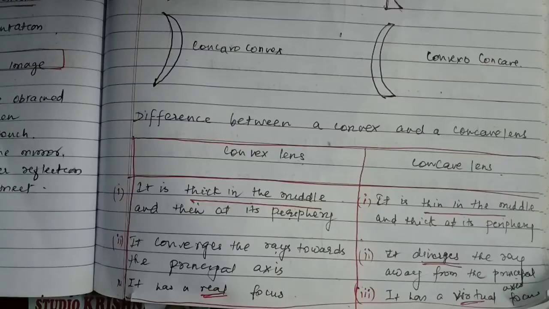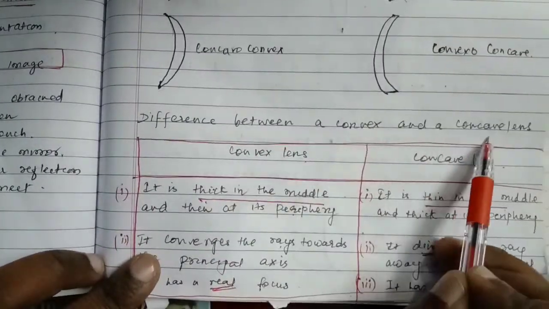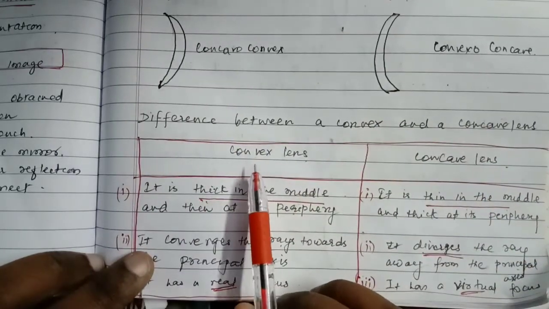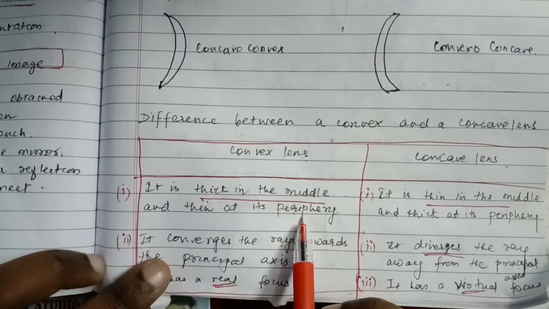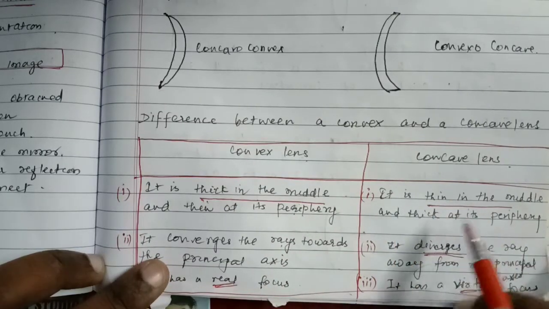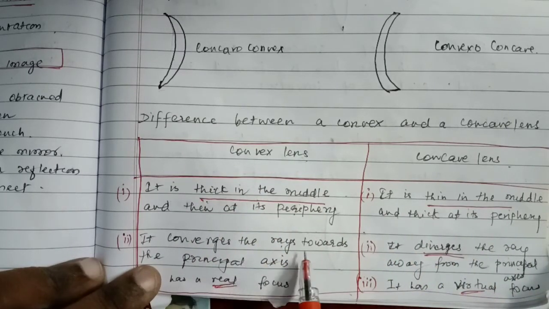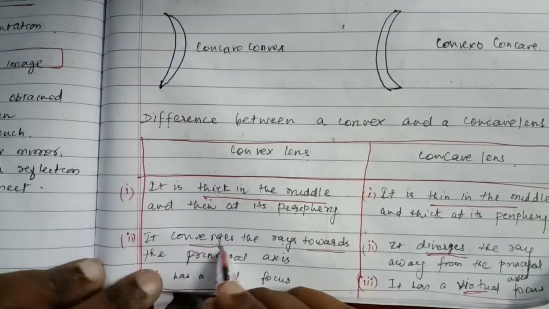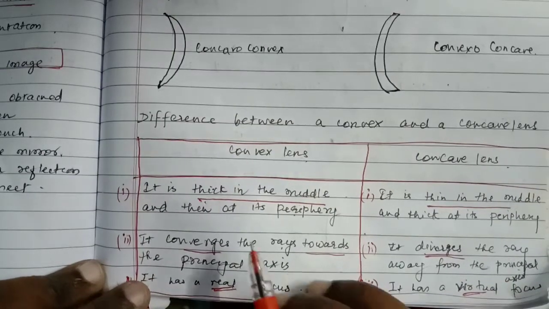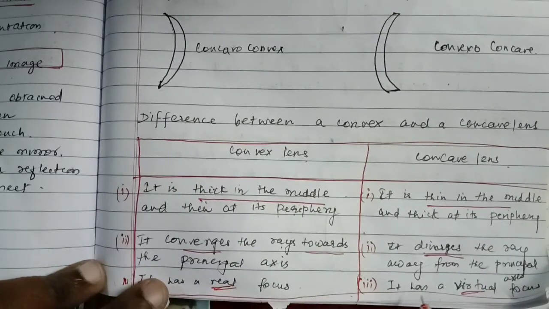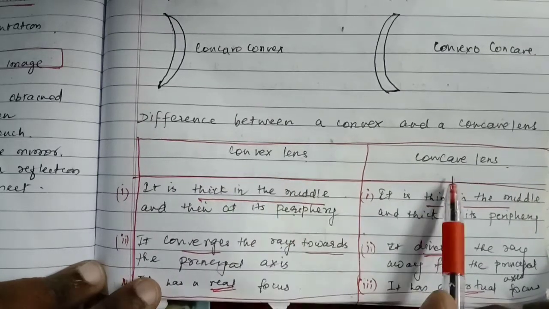Okay. Now we can study some important differences between a convex and a concave lens. The first important difference is the convex lens is thick in the middle and thin at its periphery or edge. Concave lens is thin in the middle and thick at its periphery. Convex lens always converges the rays towards the principal axis. Concave lens diverges the rays away from the principal axis. Convex lens has a real focus. Concave lens has a virtual focus. These are the main differences between a convex and a concave lens.